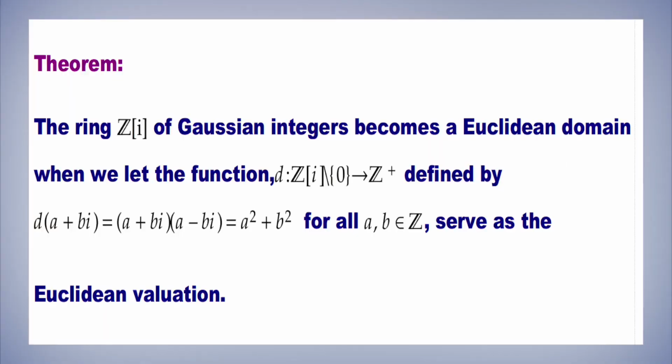Let us prove that the Gaussian integers form a Euclidean domain under a certain function. Theorem: the ring Z[i] of Gaussian integers becomes a Euclidean domain when we let the function d from Z[i] minus {0} to Z+ be defined by d(a + bi) equals (a + bi)(a - bi), which is equal to a² + b² for all a, b belonging to Z, serve as a Euclidean valuation.